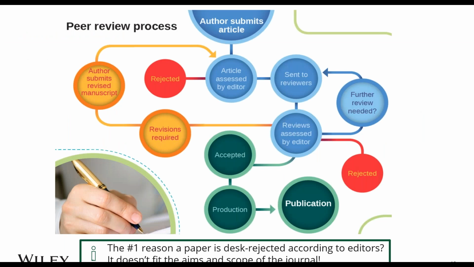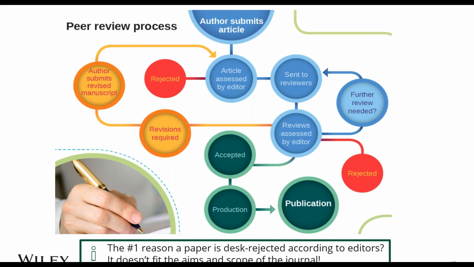So here's a diagram which shows the different stages of peer review. You need to be aware that this process might look slightly different at different journals, but this shows a standard process, and it's important to familiarise yourself with these different stages. So first, the author submits an article and it will be assessed by the editor.